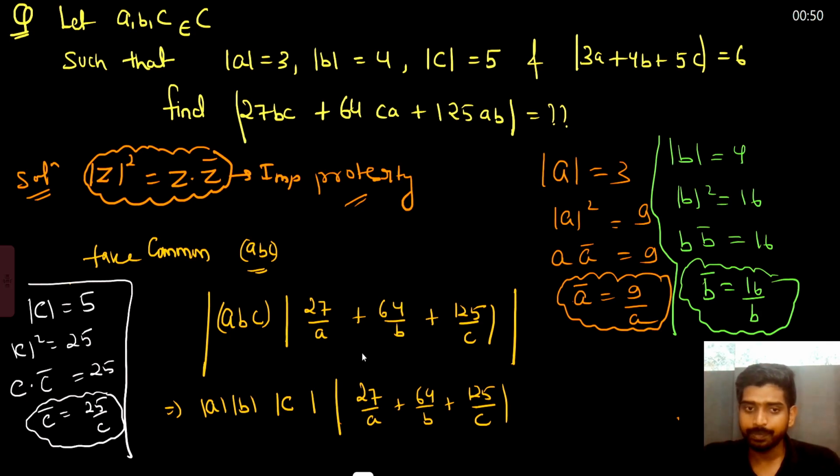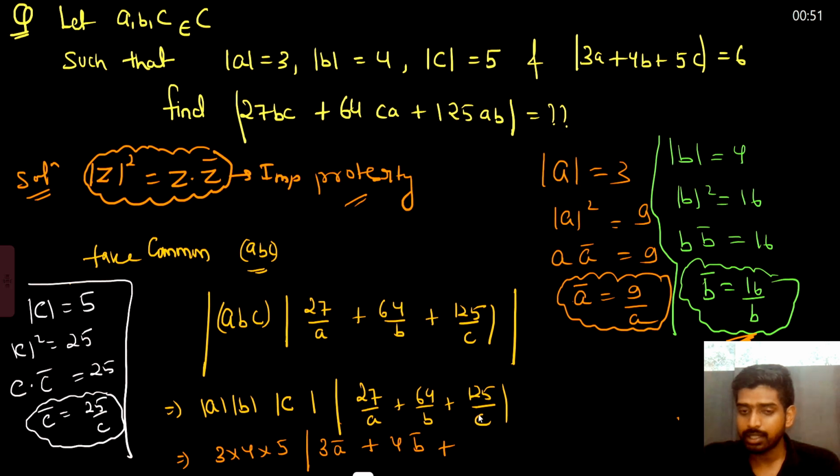Now, to solve this problem, I took ABC common, then I distributed mod. Mod A value I know. Mod A value is 3, right? Mod B value is 4. Mod C value is 5. Now, what is 27 by A? We know that 9 by A is equal to conjugate of A. Got it? Can we write this as 9 by A multiplied by 3? This will be 3 into conjugate of A. Now, 64 by B. So I can write 64 as 16 into 4. This one will be 4 multiplied by conjugate of B.